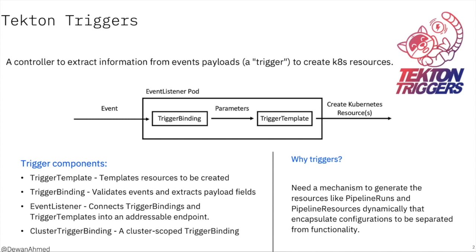An event listener creates a deployment and service that listen for events. When the event listener receives an event, it executes a specified trigger binding and trigger template. And finally, a cluster trigger binding is a trigger binding which is cluster scoped.